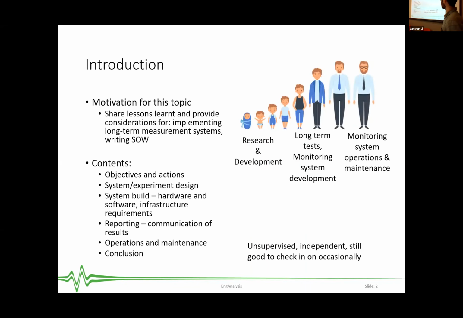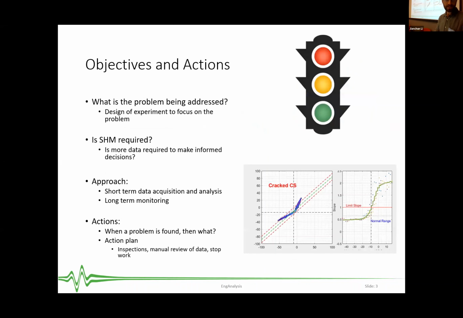Let's go back for a sec. So contents, I've got it split up into the different stages, starting with the beginning of the project and then following basically from the measurement all the way through to the results being handed over to the asset owner or the client. So first up, objectives and actions.